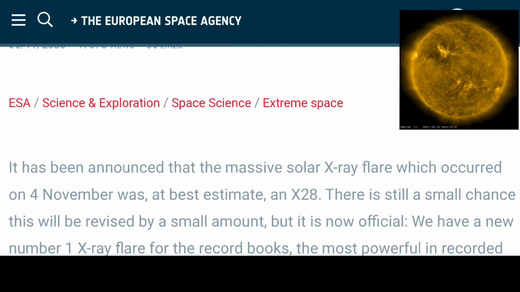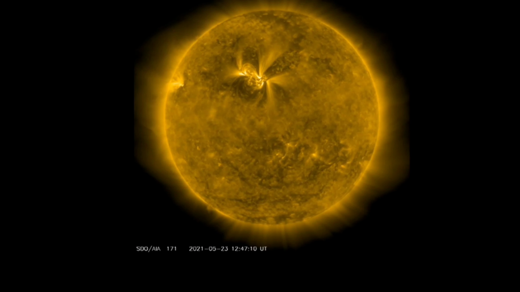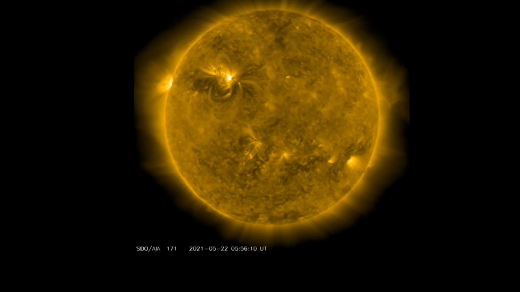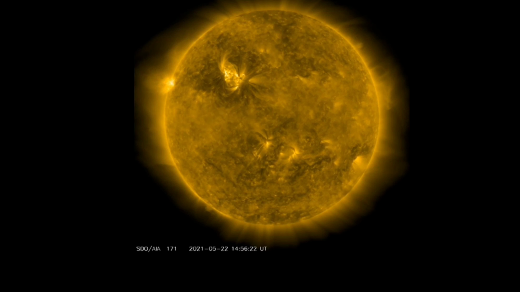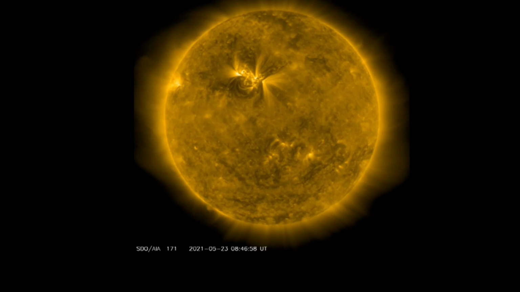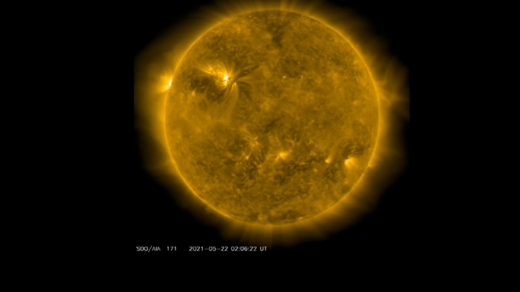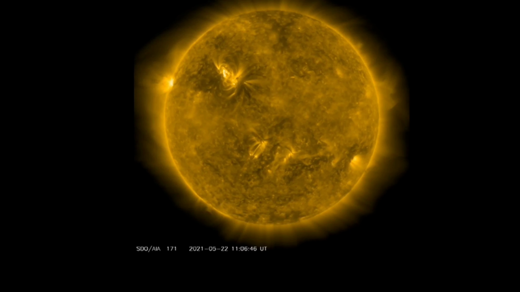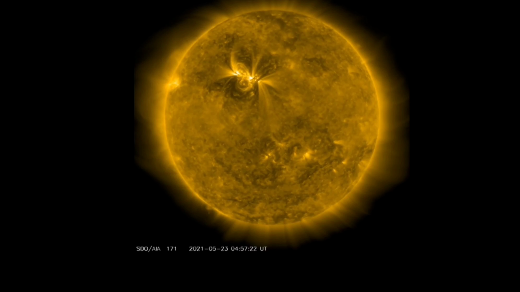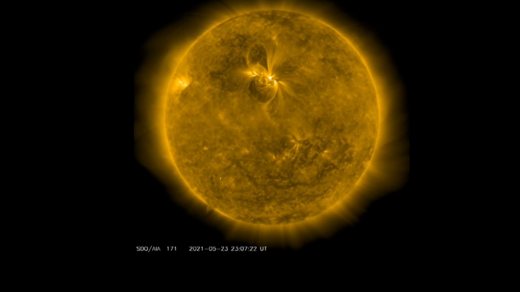So let's go ahead and head over to SDO. Now this is what's occurred. I think the timestamp is the 22nd into the 23rd. And you can see there's a lot of activity coming off of the sunspot here. You can see it snapping, and the shock waves go through the entire corona. It's amazing to watch how much energy is released when that pops like that.